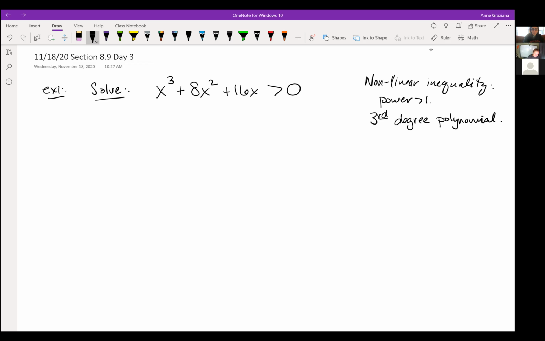And I also want to highlight that all the terms are already on one side. Remember yesterday I said make sure all your terms are on one side? We already have that here. So it's a little bit of a gift. I don't have to worry about that. So let's jump into what this question is really asking us.